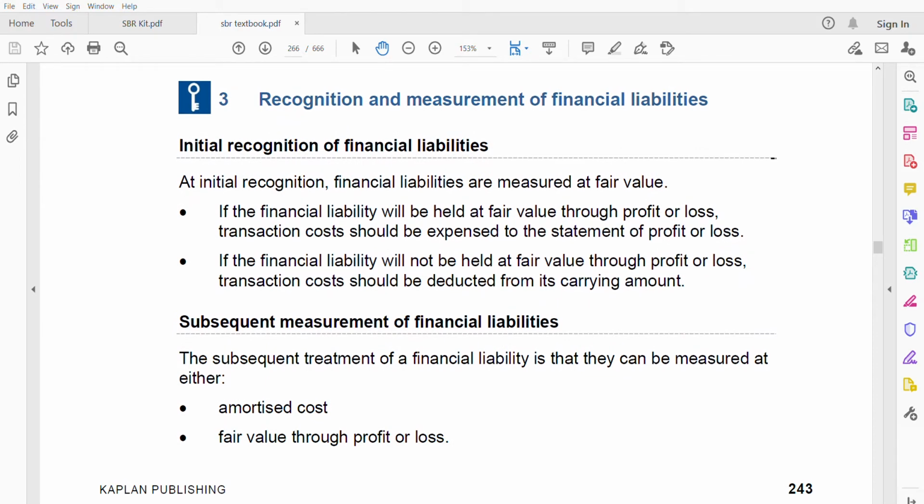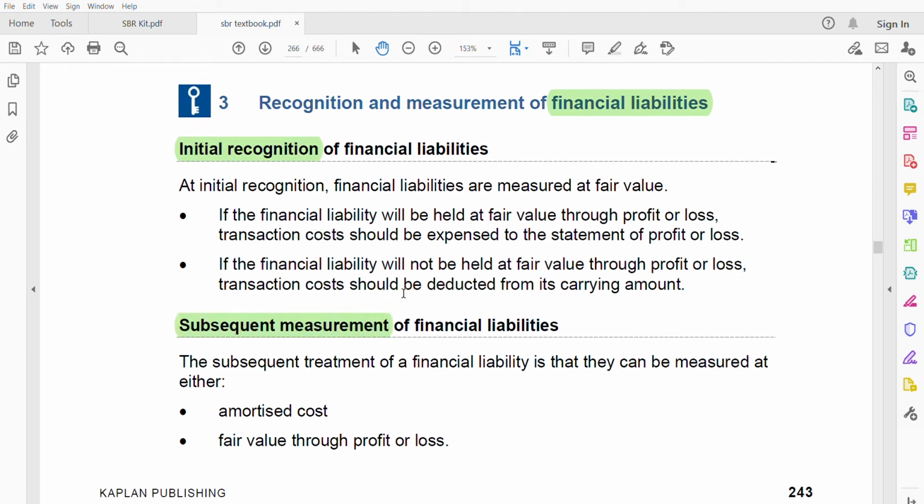Recognition and measurement of financial liabilities. Now you have to know two things when you are measuring or recognizing: your initial recognition and your subsequent measurement. Because initially what you recognize might not be the same as what you measure subsequently later on. It changes. That's why you need to remember two things. One is initial recognition, the other one is subsequent measurement, for financial liabilities, and you need to memorize both. It's not one or the other.